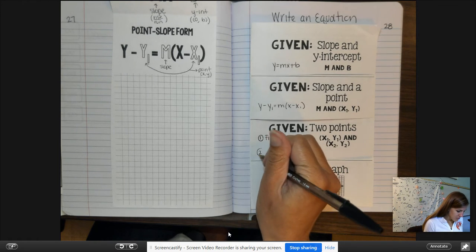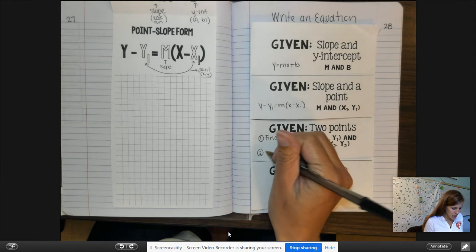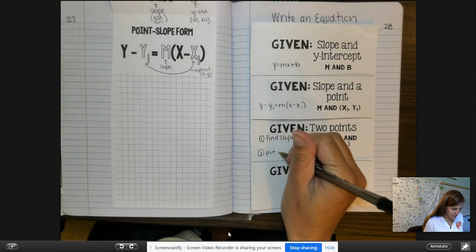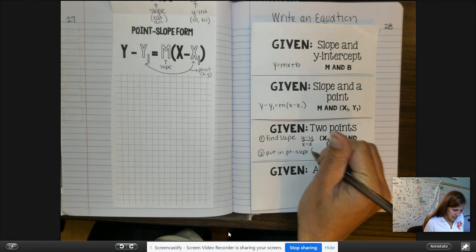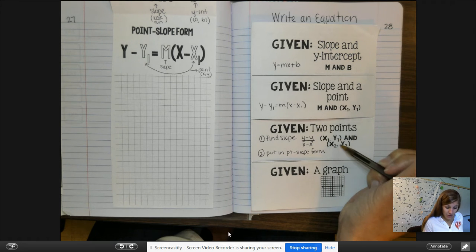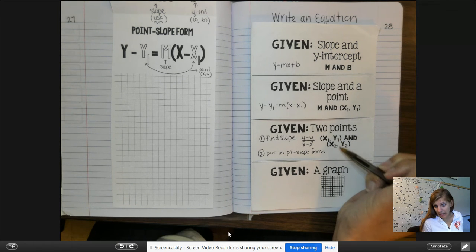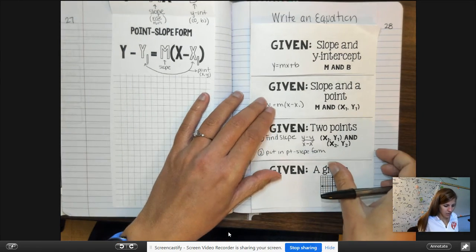And then second, you can do whatever you want after that, but I would suggest put it in point slope form. And that's because I'll have just found my slope and I have 2 points to pick from. So I can pick either one, which is better than the y-intercept. I don't know what that is, so I don't want to put it in y equals mx plus b.